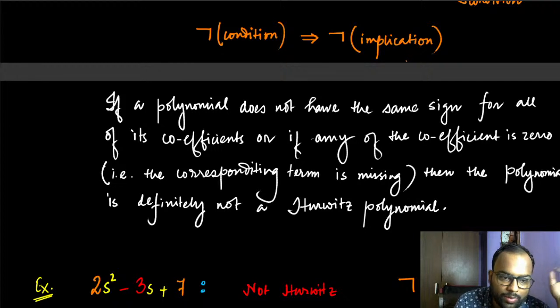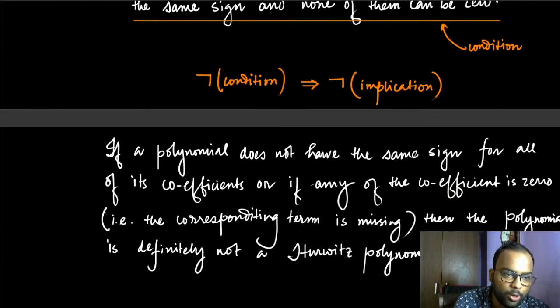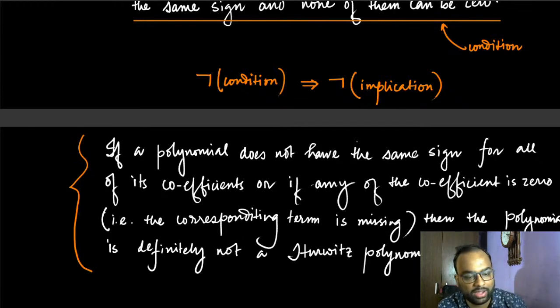What we are saying is that if a polynomial does not have the same sign for all of its coefficients, or if any of the coefficients is 0, that is, the corresponding term is missing, then the polynomial is definitely not a Hurwitz polynomial. If it is the other way around, then yes, it may be Hurwitz, maybe not. But this is how we write necessary conditions, and in my opinion this is a much better way of writing this.